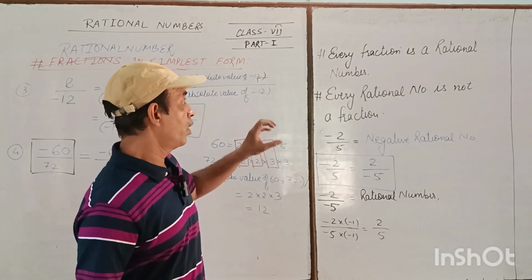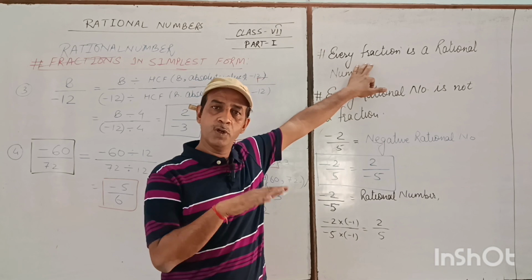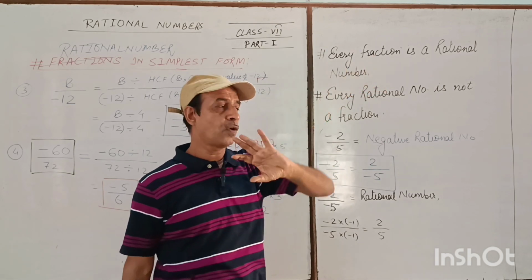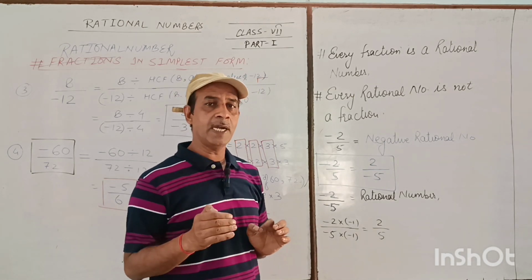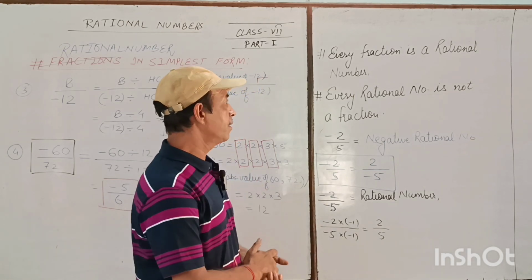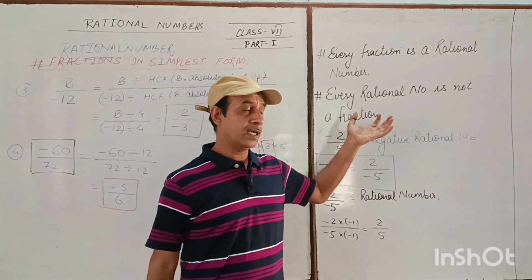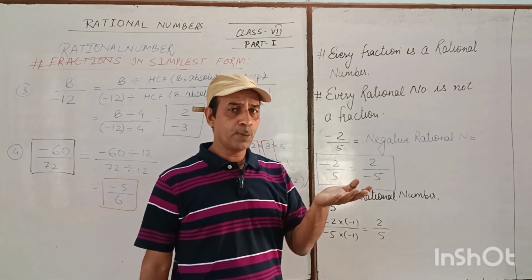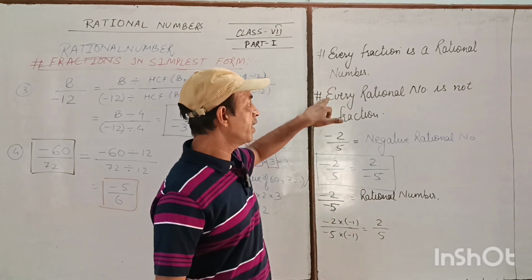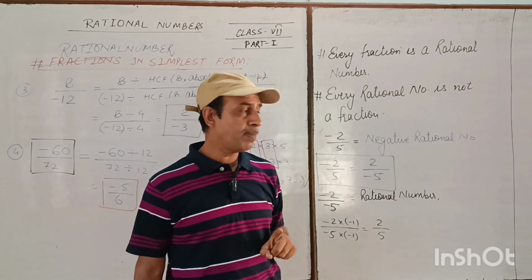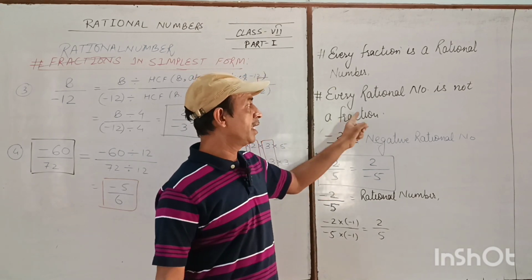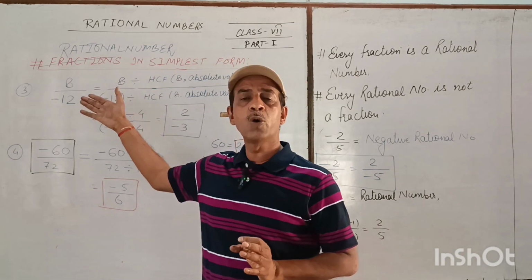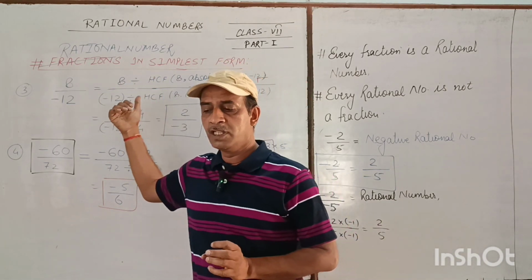Also we have seen that for a fraction, both numerator and denominator should be positive. And for a rational number, its numerator and denominator should be integers. Denominator should not be 0. So from this, what can we conclude? Every fraction is a rational number, but every rational number is not a fraction. After this we have also seen how to reduce a fraction into simplest form.